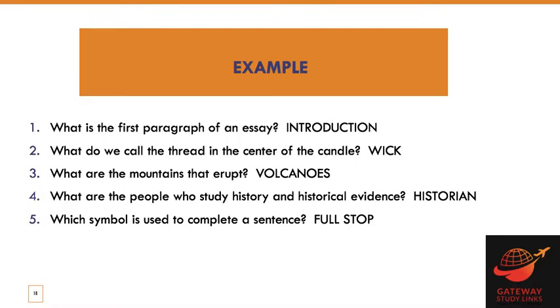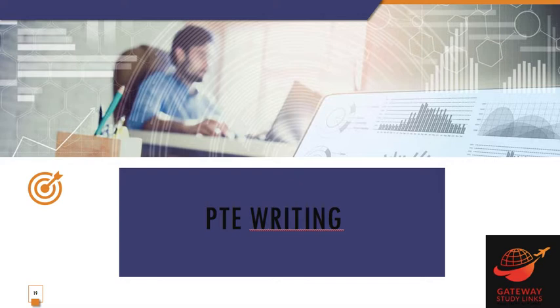What are the people who study history and historical evidence or evidences? They are historian. Which symbol is used to complete a sentence? Full stop. What do we call the people who live on Mars? They are Martian people or Martian. And such kind of general knowledge based questions. So make sure that you do it very well.